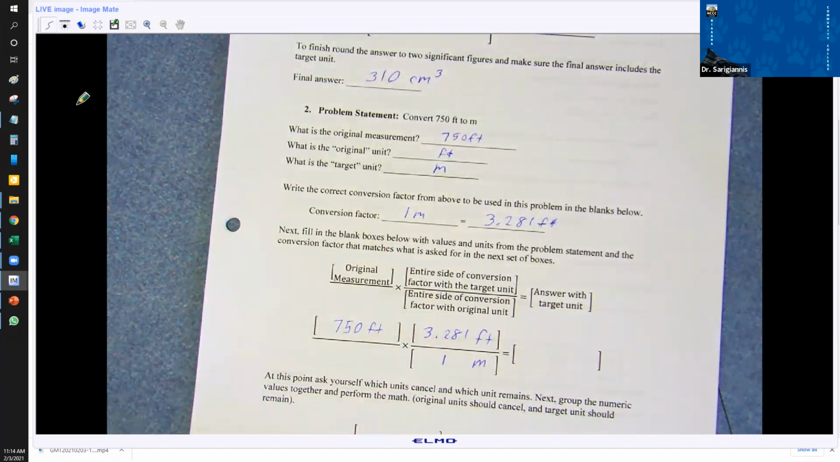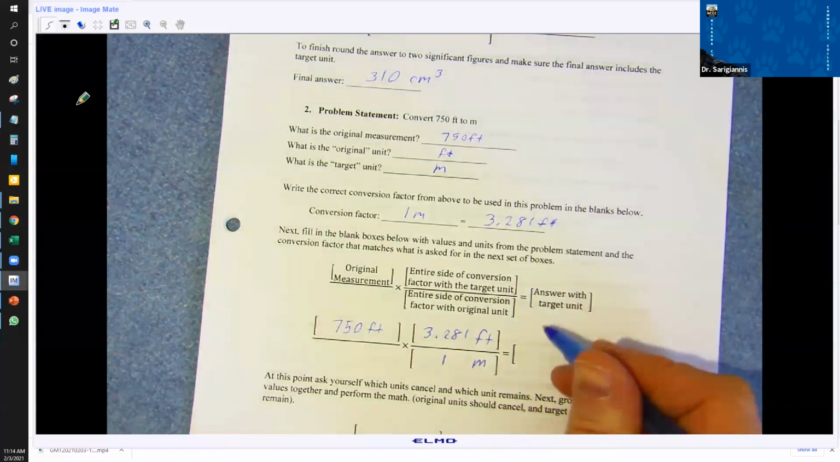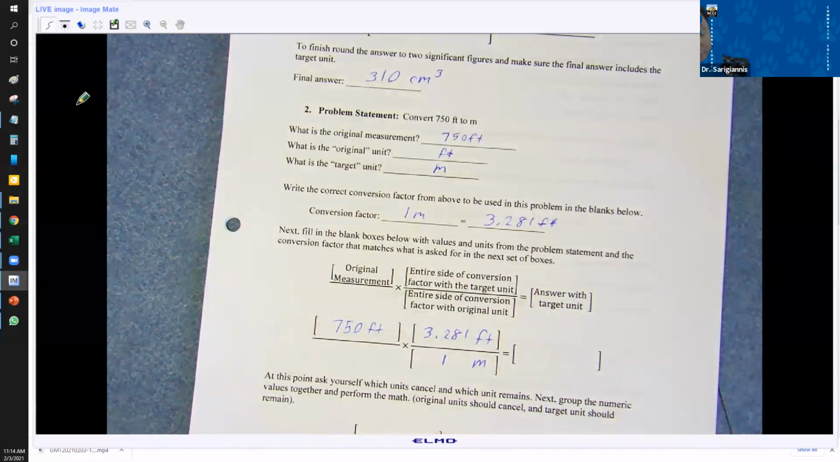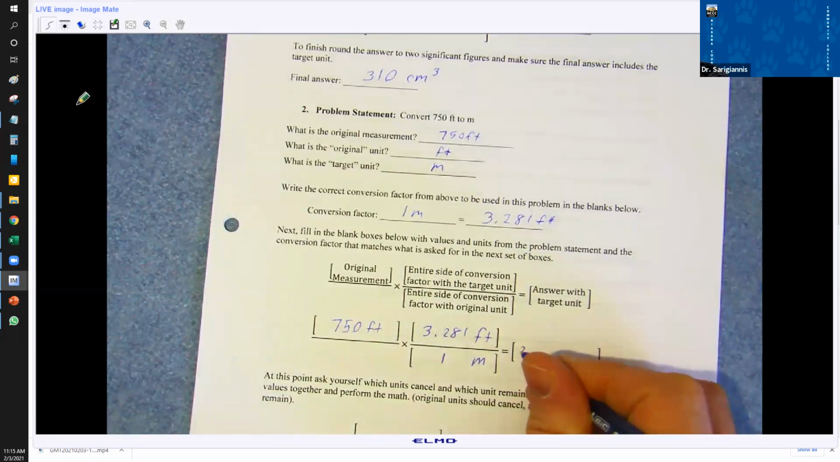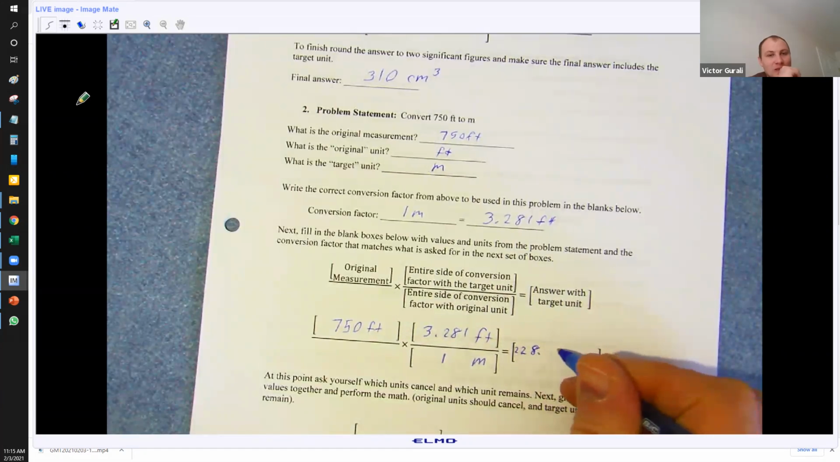So what I'm going to do here is I'm going to write the answer in. Let's see, what is the answer? 228. Oh, 228.58.